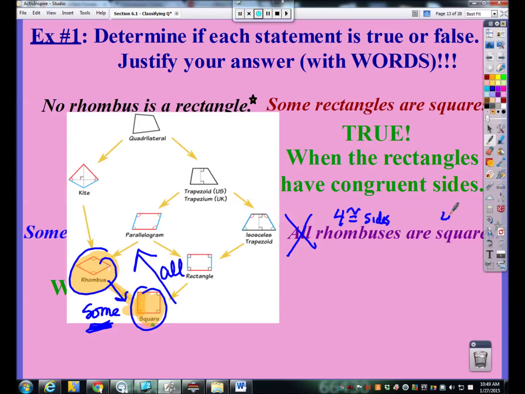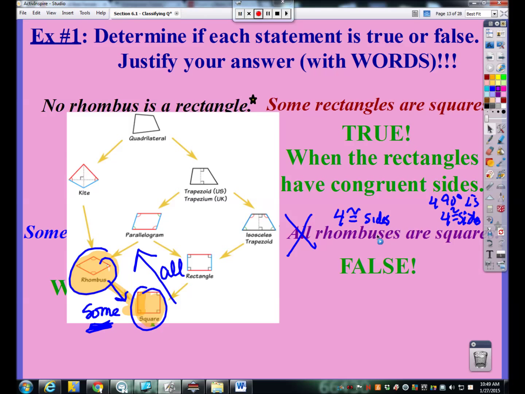And do squares have 4 congruent sides? Absolutely. But squares also have 4 90-degree angles. And do rhombuses have to have 4 90-degree angles? No, they really don't have to have them. But could they have them? Absolutely. Then we would call that rhombus a square.